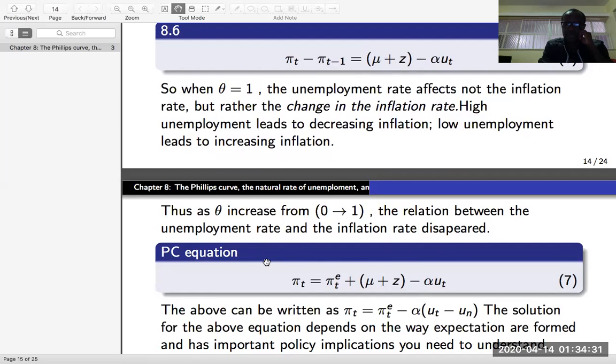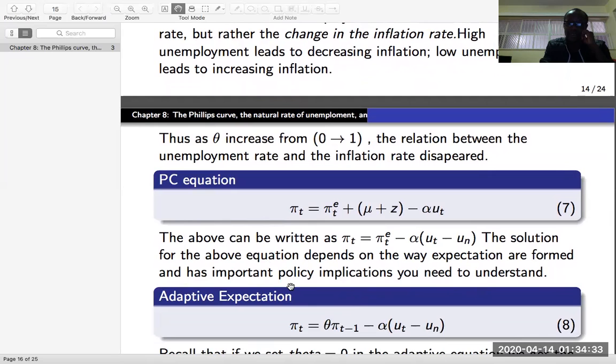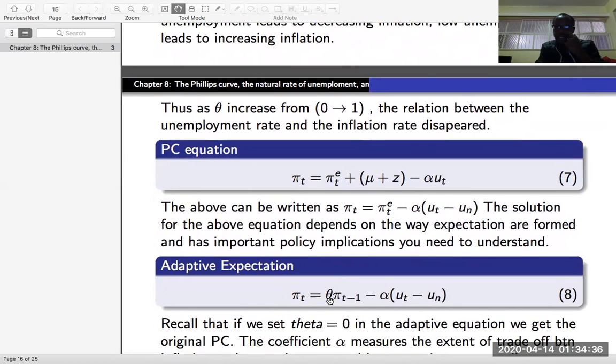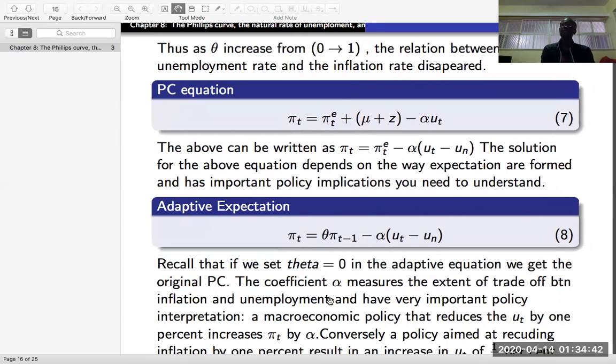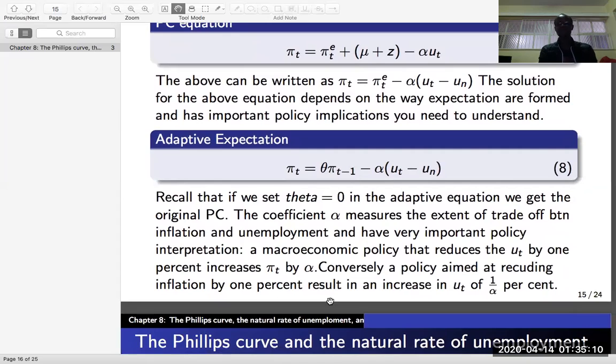If you take these two equations, the Phillips curve equation and the adaptive expectation, you can see that it gives you a very interesting macroeconomic policy implication. So let us see what the policy implications are. Recall that if we set theta equal to 0 in the adaptive equation, we get the original Phillips curve. The coefficient theta then measures the extent of the trade-off between inflation and unemployment and has a very important policy interpretation. A macroeconomic policy that reduces unemployment by 1% increases inflation by theta, and the converse is true.